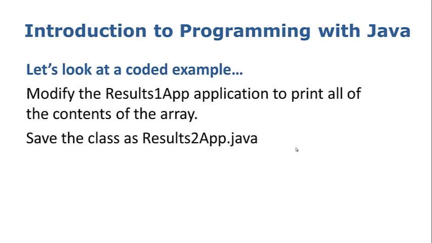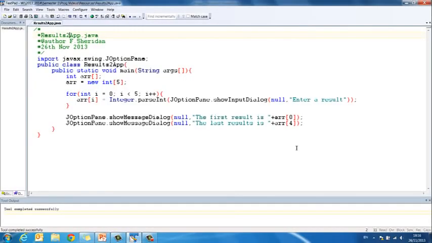Let's take a look at a coded example. Modify the results1 app application to print all of the contents of the array. So in the previous example, we just printed the first index and the last index of the array, but here we want to print all of the contents of the array. So let's switch over to TextPad now.